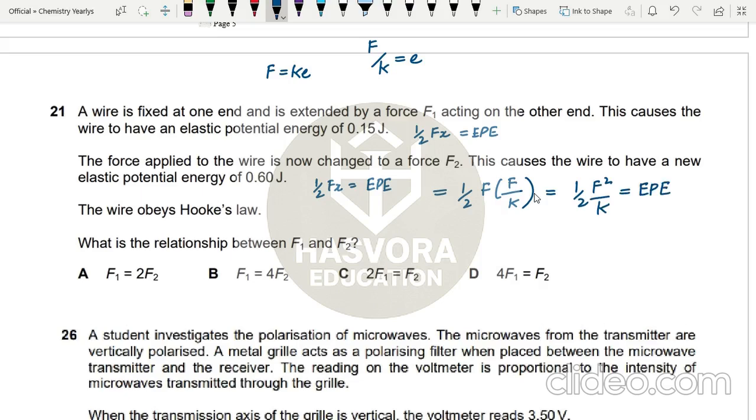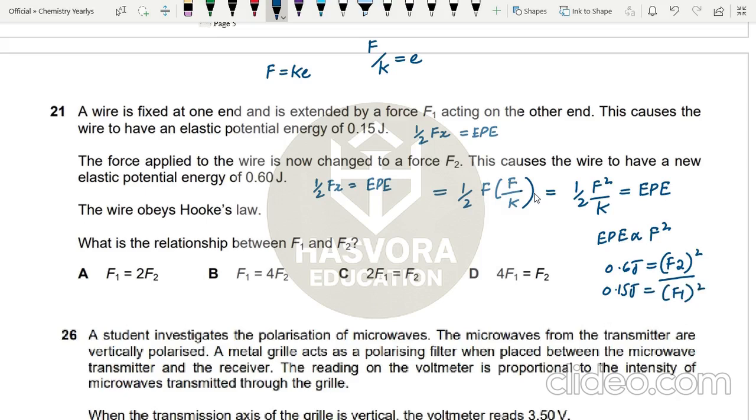Now you are going to solve this using the proportion method, or you can say the relationship between the EPE and the force. So EPE is directly proportional to the square of force. In case this is 0.6 joule, caused by F2, this is going to be squared and then divided by 0.15 joule, which is caused by F1 squared. Now you just need to solve this out.